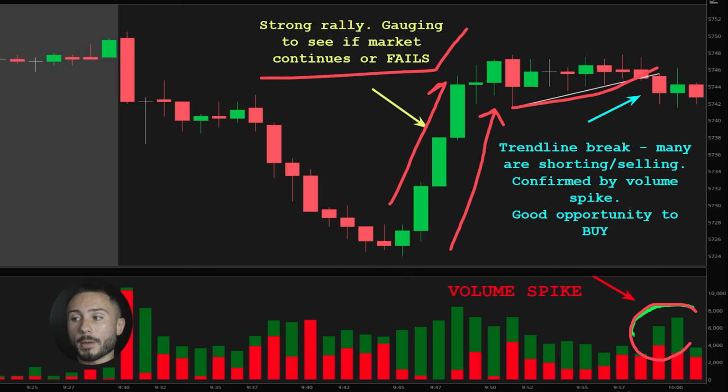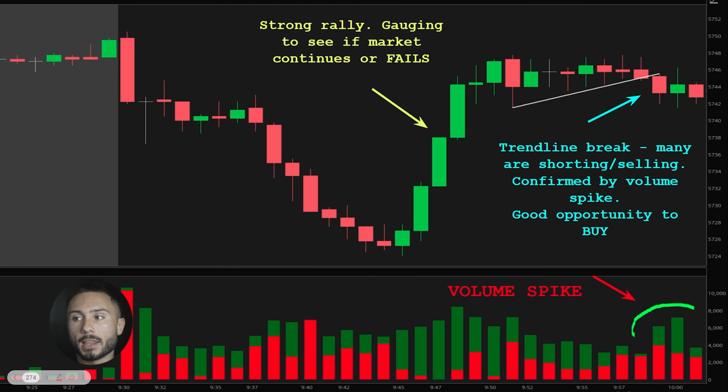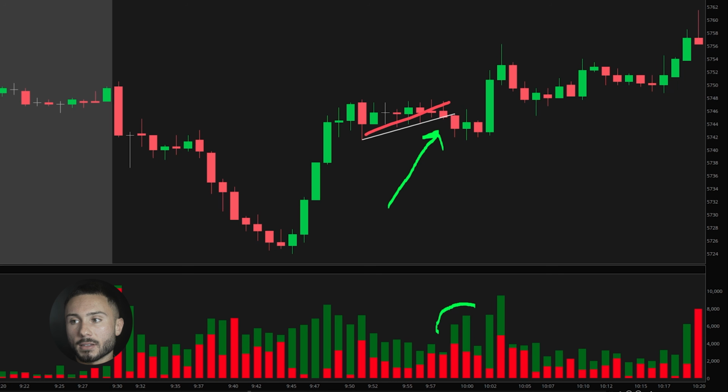The reason why the volume spiked here is because the majority of traders are shorting that trend line break. And if the majority of traders are shorting that, you have to ask yourself who's buying it. Smart money's buying this right here. So this would be a great opportunity to buy because of the volume spike. With the trend line break, the volume spikes, and then the market continues and rallies up higher thereafter.